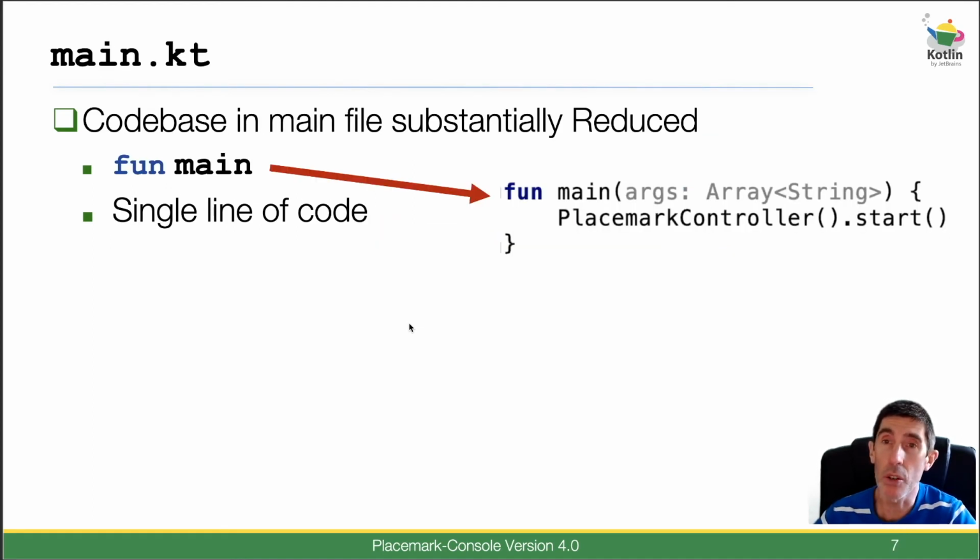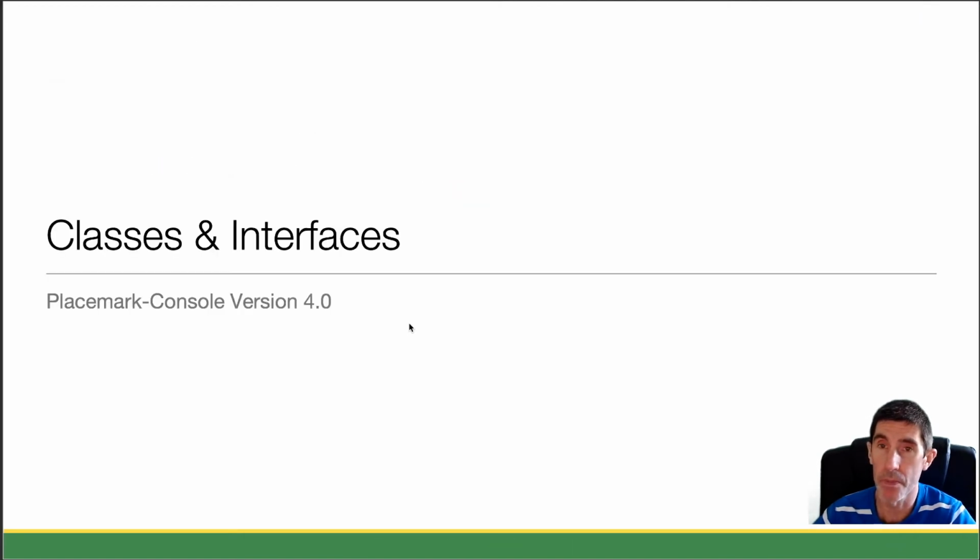So to look at the main files and main classes in our main.kt, same as the last time, we have just one instance of our PlaceMark controller, and we call the start function, and that essentially just kicks off the whole application. Okay. So again, no changes there really from version 3.